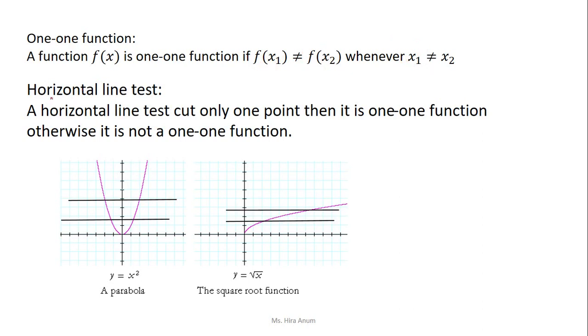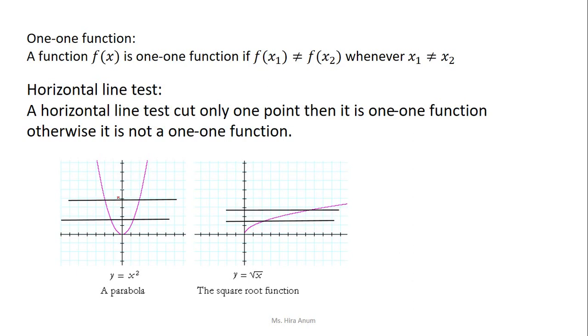Now move on to the next definition, the horizontal line test. Similarly to the vertical line test, here we draw a horizontal line on the graph. If it cuts 1 time, then it's a 1-1 function, otherwise it's not a 1-1 function.